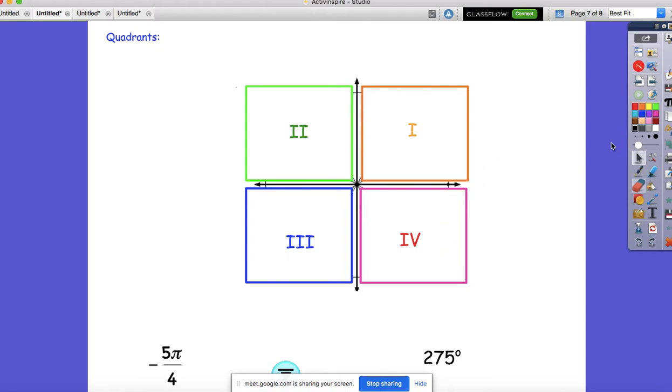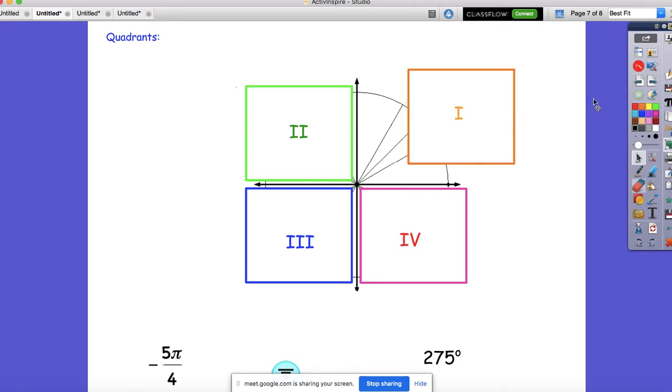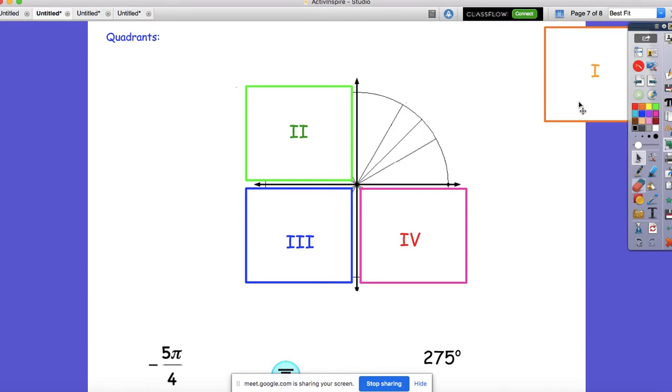In quadrant 1, you have 0 degrees, 30 degrees, 45 degrees, 60 degrees, and then 90 would be up here. So those are all in quadrant 1.